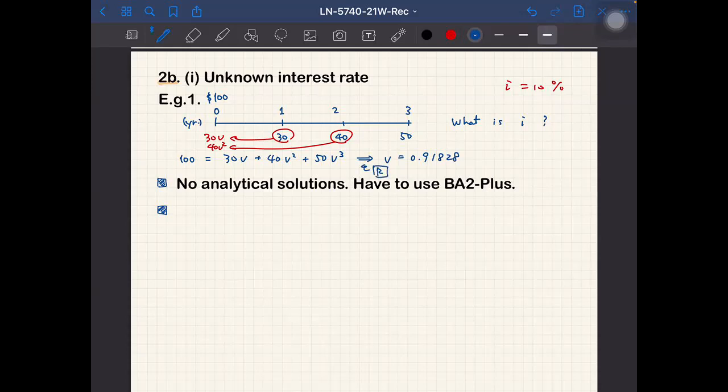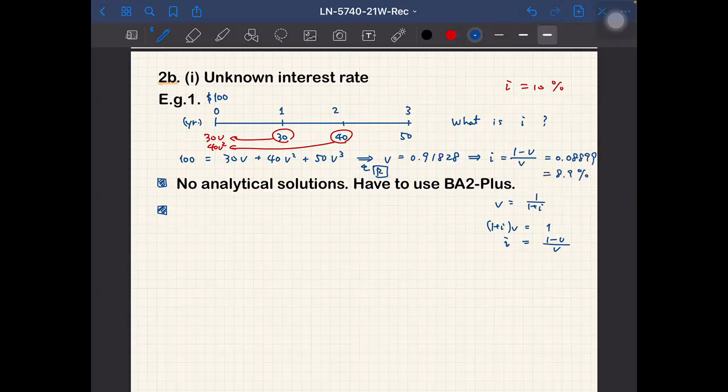Then we get i. You can see that v is equal to 1 over 1 plus i. That means 1 plus i times v is equal to 1. So i is equal to what? We move v here, 1 minus v, then we divide by v. So i is equal to (1 minus v) over v. This becomes 0.08899. So you can say this is about 8.9%.